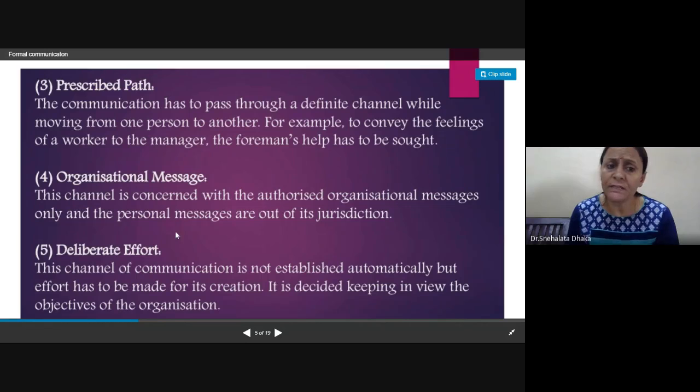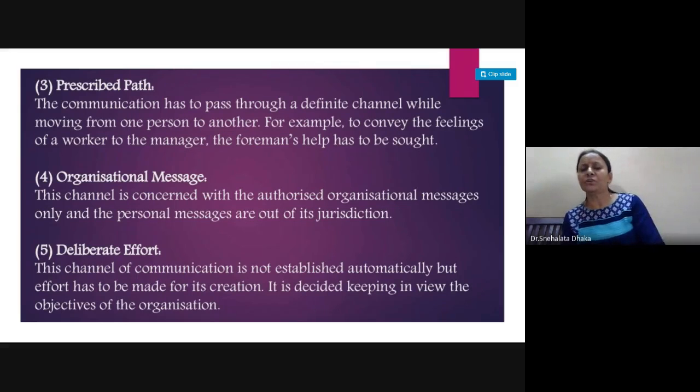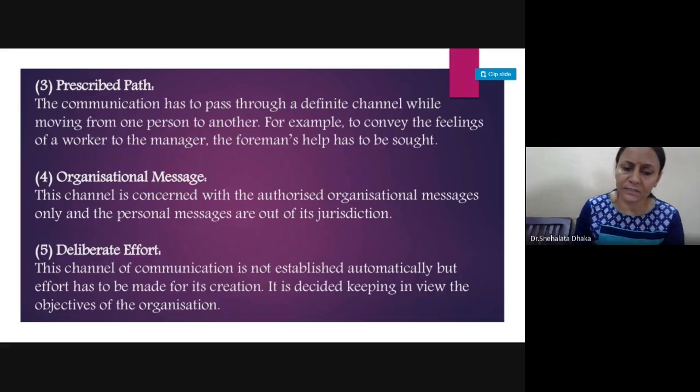And formal communication is a deliberate effort, okay? It means it is knowingly done, it is cautiously done. It doesn't happen spontaneously, it is pre-planned, the resources are arranged, the timing is scheduled, and then the work happens, okay? So it is a deliberate effort. So these are the 5 important features of formal communication that we have discussed.